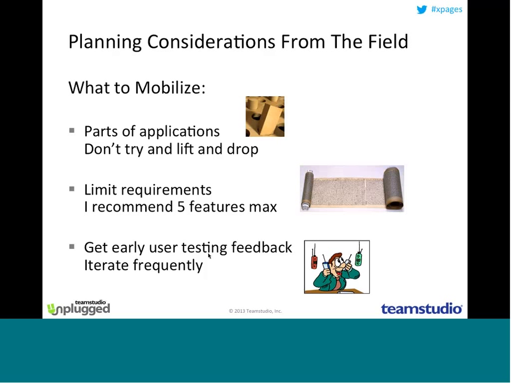It's the day-to-day stuff we want to expedite and get people being more efficient in. Requirements, as I just said, limit them. I recommend in the first iteration of deployment, just use 5 features.